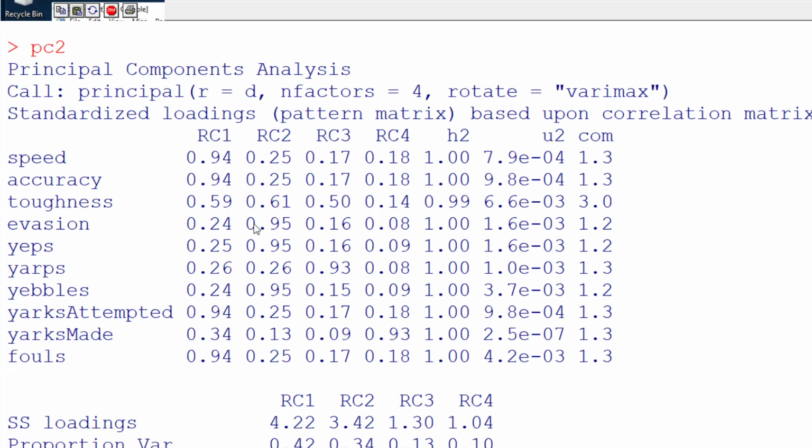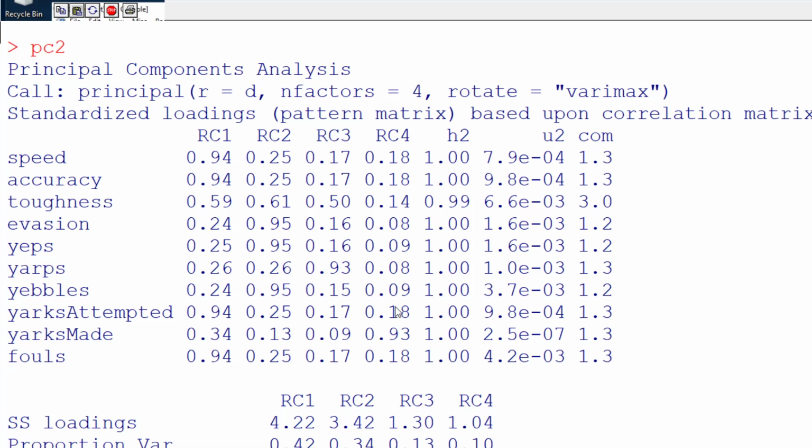All right. My second one was evasion. Evasion was B and C. Yeps was B and C. And yebbles was B and C. So it did that perfectly. It didn't miss any. My third factor it identified was yarps. Yarps were A and C, and A and C was the only A and C. So it successfully identified all of the pairs I used.